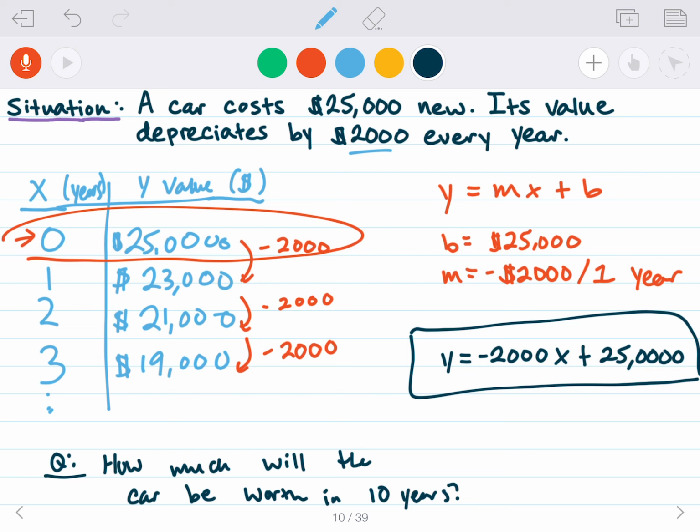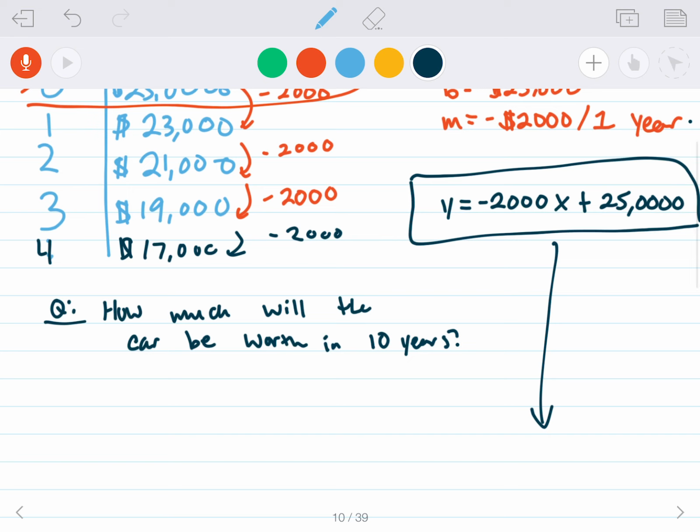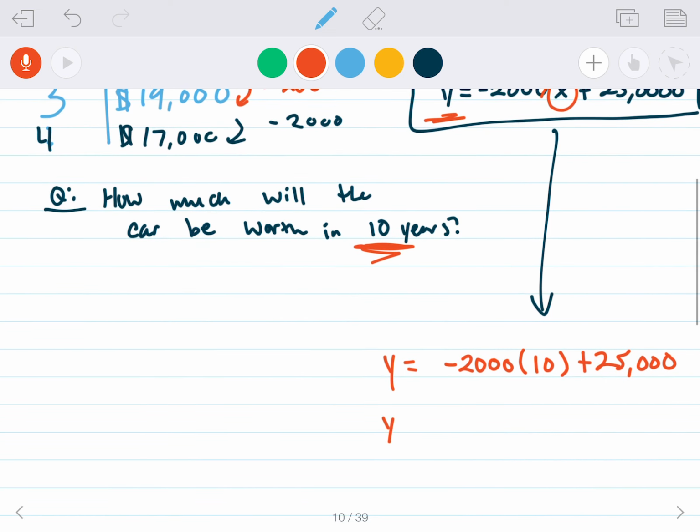Well, you could say, okay, at 4 years, we subtract $2,000 more and get 17,000, and we can keep doing that until we get to 10. But that's kind of tedious, right? We have an equation that's going to give us that answer. When x is equal to 10, what is y going to be equal to? That's what we want to know. So we just plug in 10 for x. We have this nice little function that's going to do the dirty work for us. And let's figure it out.